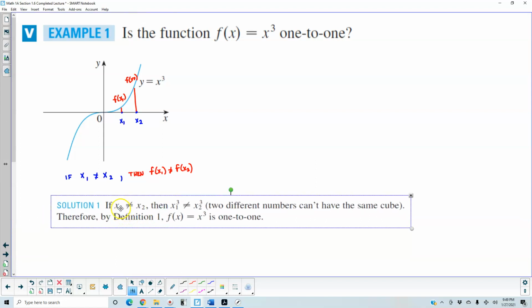that if x1 does not equal x2, then x1 cubed does not equal x2 cubed. If we cube that x here and we cube that here, the two different numbers can't have the same cube. So therefore, by definition, f of x equals x cubed is a 1 to 1 function.